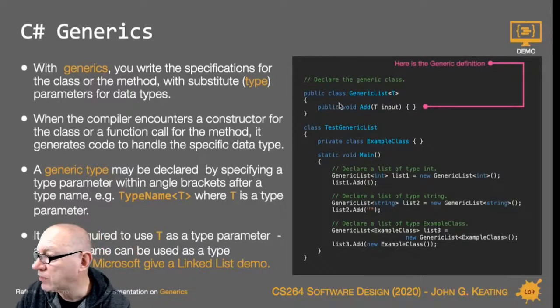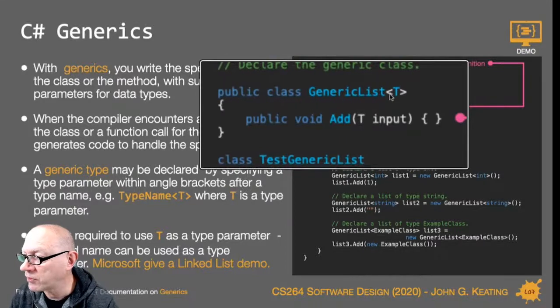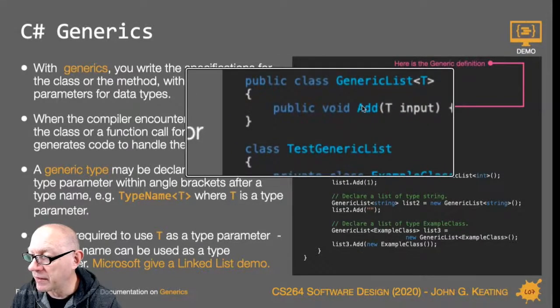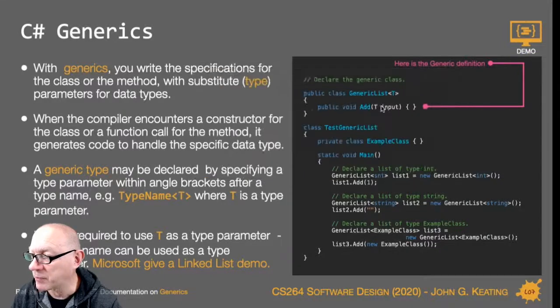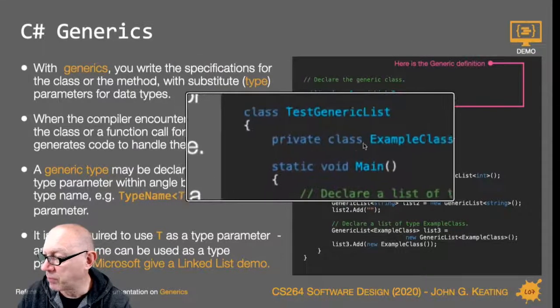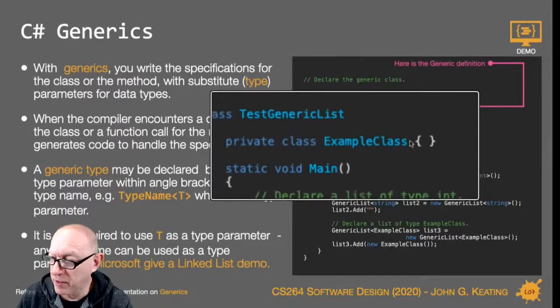So let's have a look at this class. Let's create a generic class, GenericList, with type parameter T. And this list has an Add method that allows us to add something. So whatever the input is, that's a variable. And that's the generic definition. It's very straightforward. Okay, so let's have a sample class then, just because we're going to need it a little bit later, and let's just test.